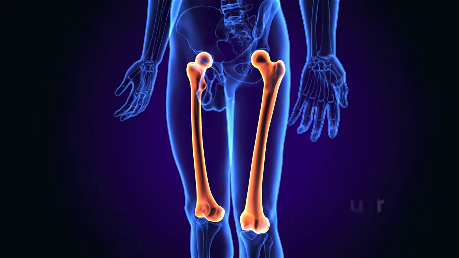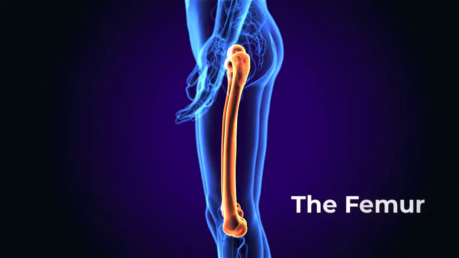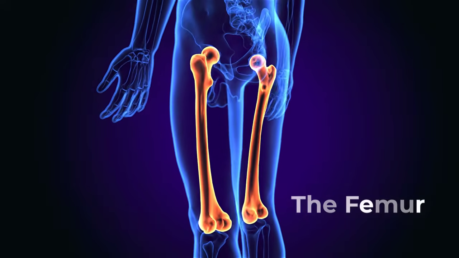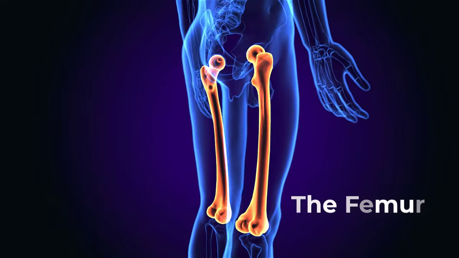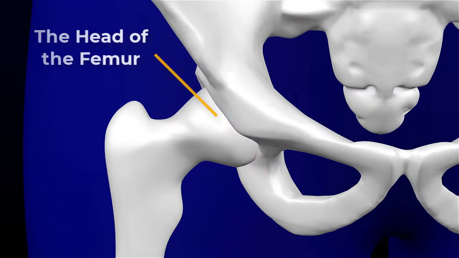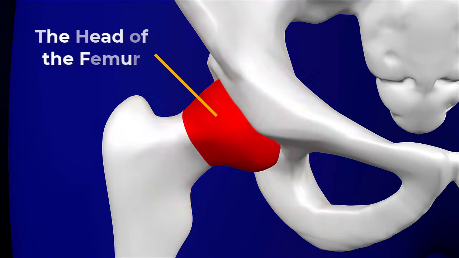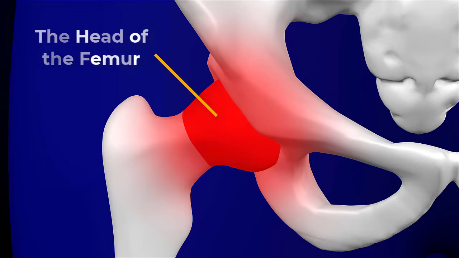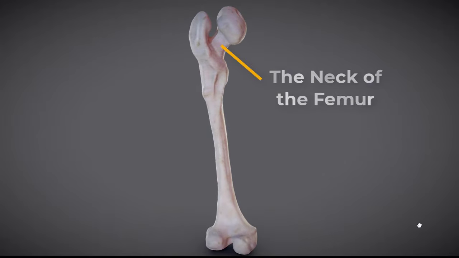The femur, or thigh bone, is the single bone of the thigh region. It is the longest and strongest bone of the body, and accounts for approximately 1/4 of a person's total height. The rounded proximal end is the head of the femur. The head of the femur articulates with the acetabulum of the hip bone to form the hip joint. The narrower region below the head is called the neck of the femur. This is a common area for fractures of the femur.